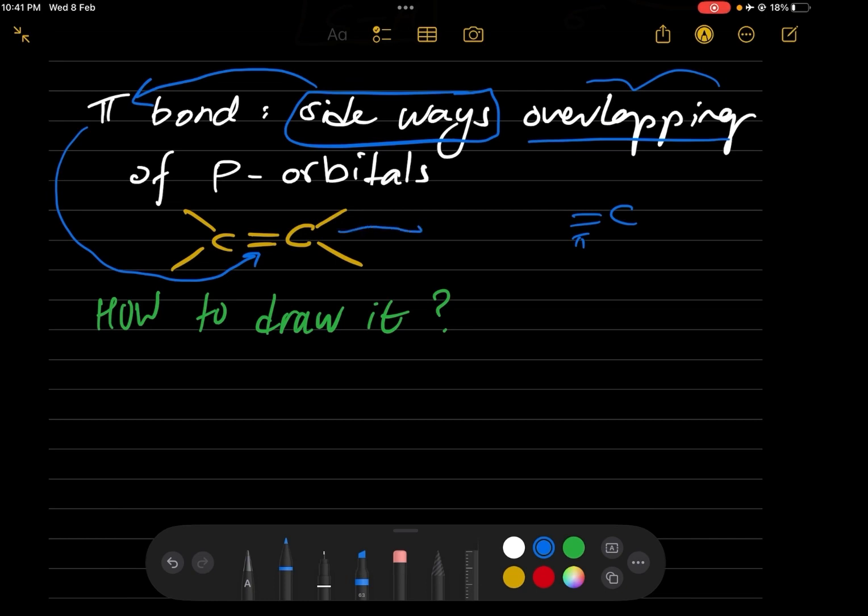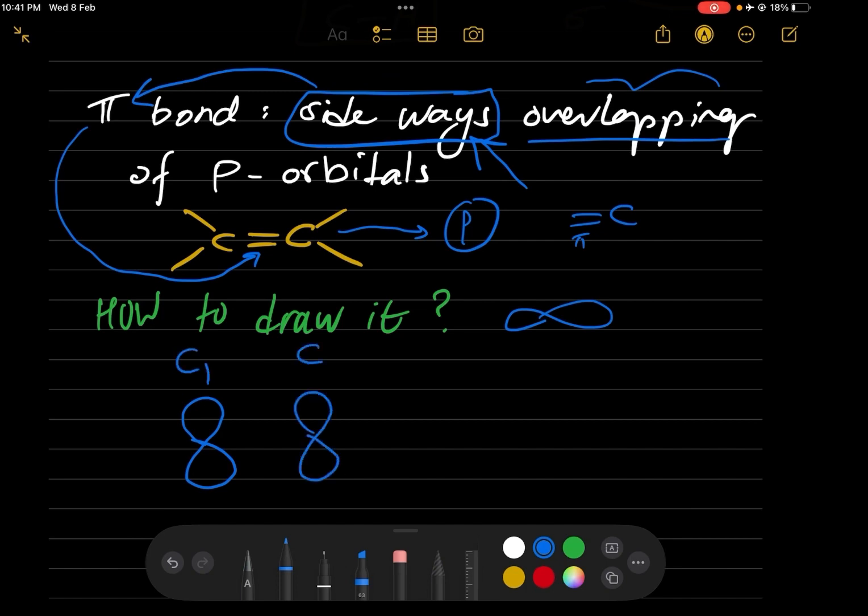Let's revise and recall something about the carbon. As we told you before, it contains p orbitals in the last shell. And we remember that the p orbitals have a shape like this, right? But since the overlapping is sideways, we're supposed to have a vertical p orbital, and we have another p orbital. This is for carbon 1 and this is for carbon 2.